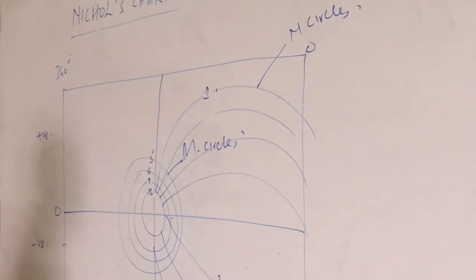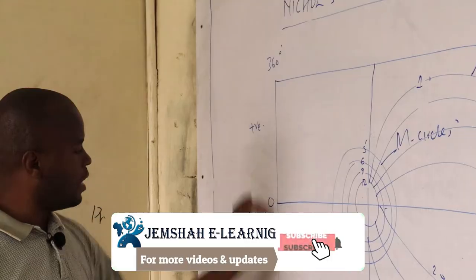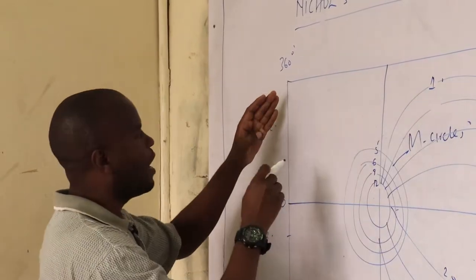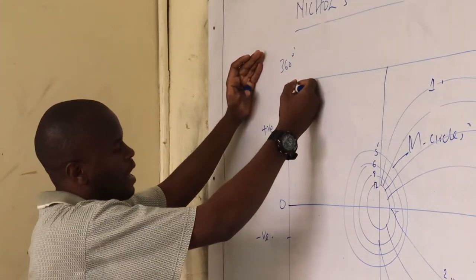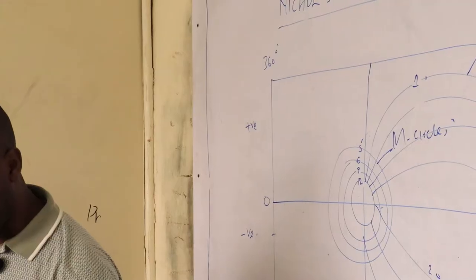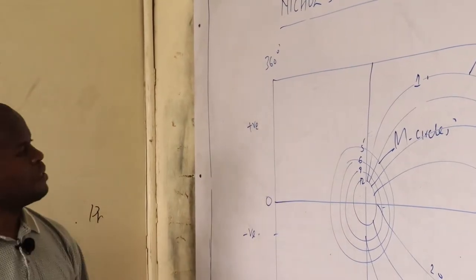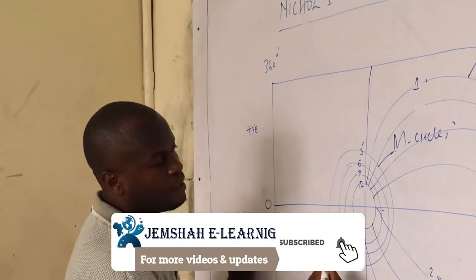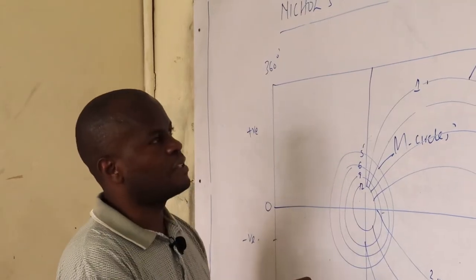So we are talking about two scales. There is the scale that is vertical and horizontal, whereby the angles are on the horizontal line, and the gains are on the vertical line. That one is always used, especially for an open loop system. Then again, we have another one whereby we have the scales that consist of both M and N circles. The M and N circles are basically the contours that are used.